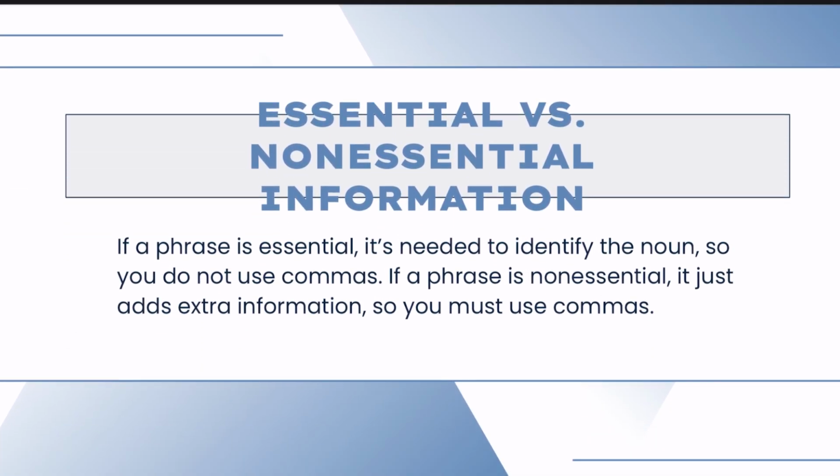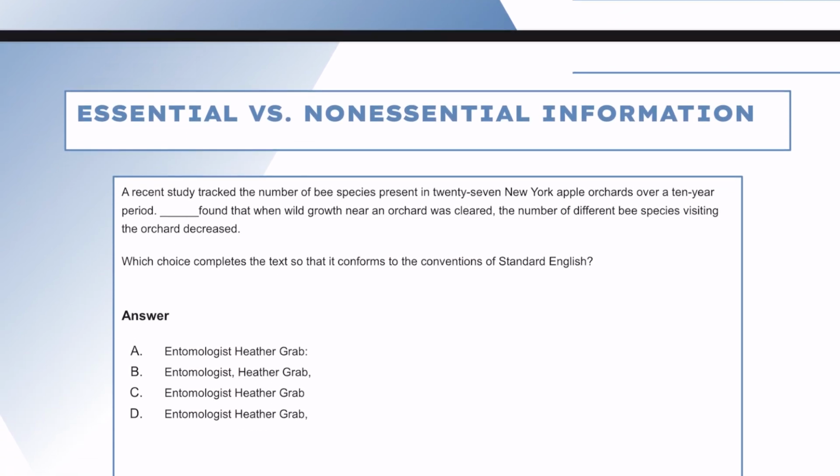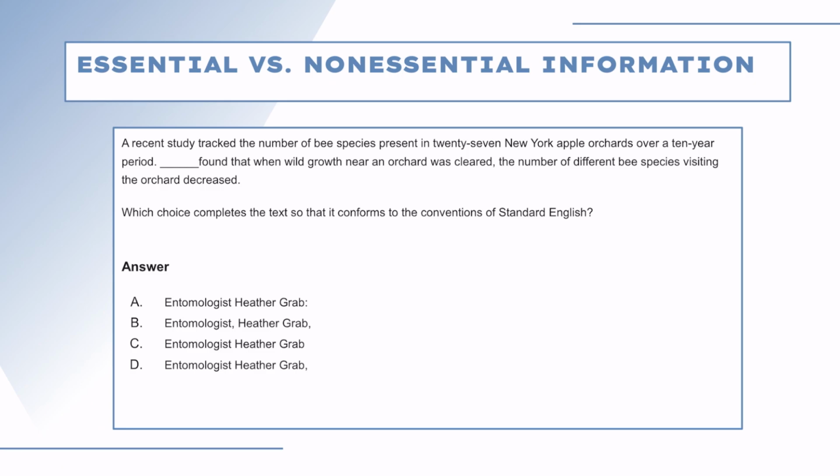Moving on to essential versus non-essential information. If a phrase is essential, it's needed to identify the noun, so you do not use commas. If a phrase is non-essential, it just adds extra information, so you must use commas. So, a recent study tracked the number of bee species present in 27 New York apple orchards over a 10-year period. Blank found that when wild growth near an orchard was cleared, the number of bee species visiting the orchard decreases.